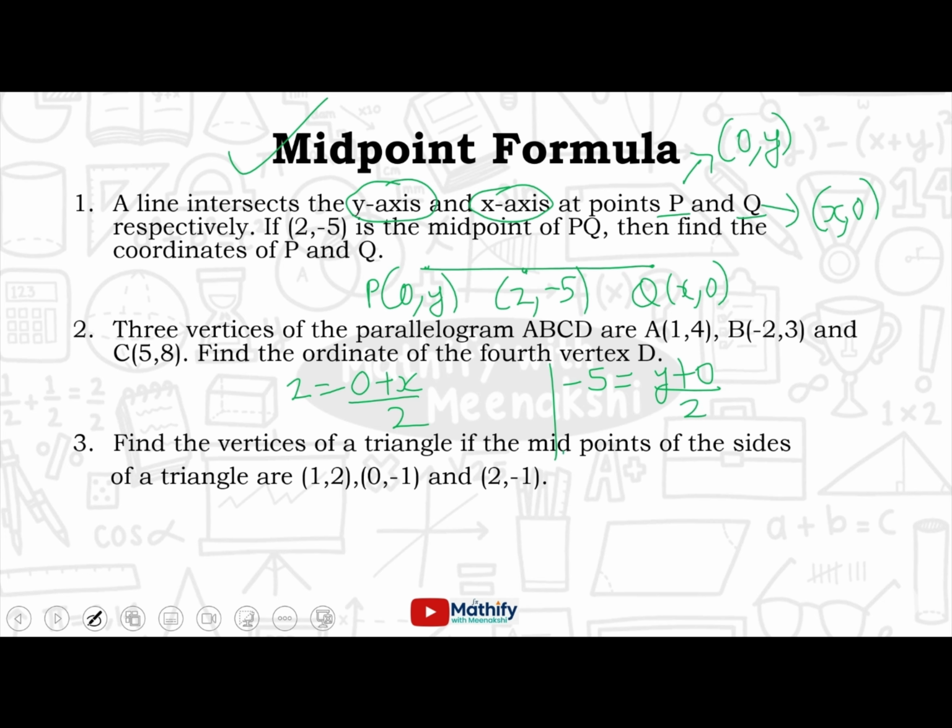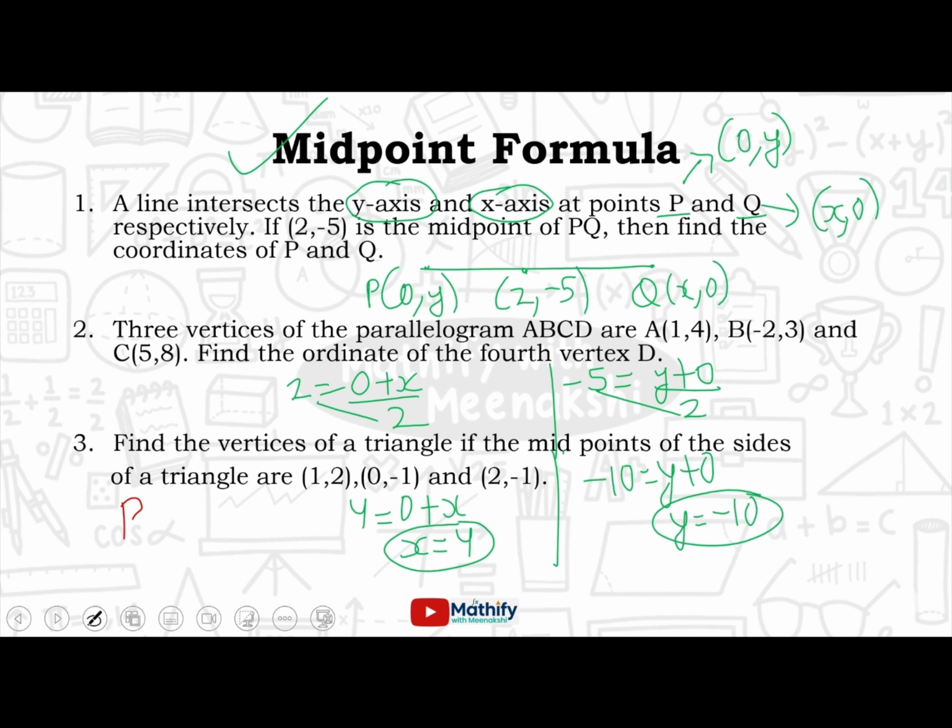So from here, just do the cross multiplication. 2 into 2 is 4. 0 plus x, you can say x is 4. And for y, just do cross multiplication. -10 is equal to y plus 0. That means y is -10. So what are the coordinates you can write for P and Q? P becomes (0, -10) because it's (0, y), and Q becomes (x, 0), that is (4, 0). So that's your final answer.